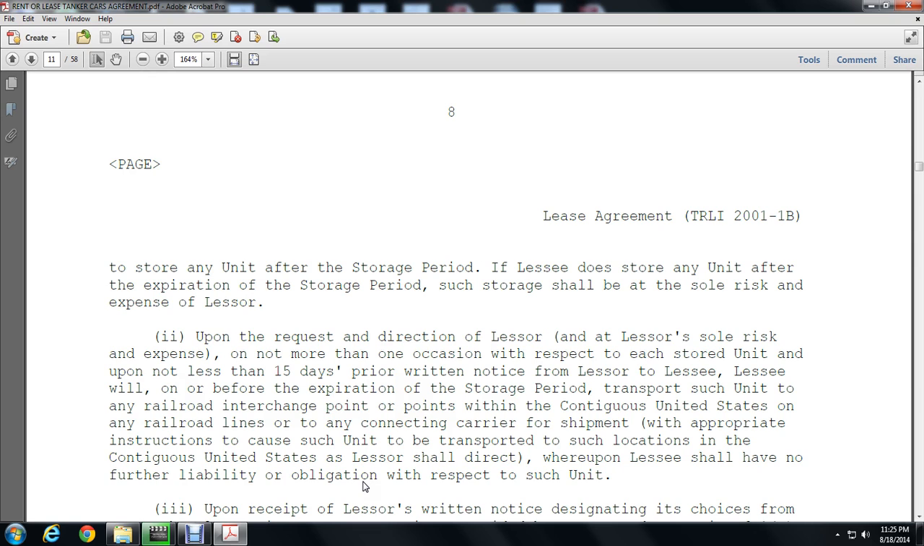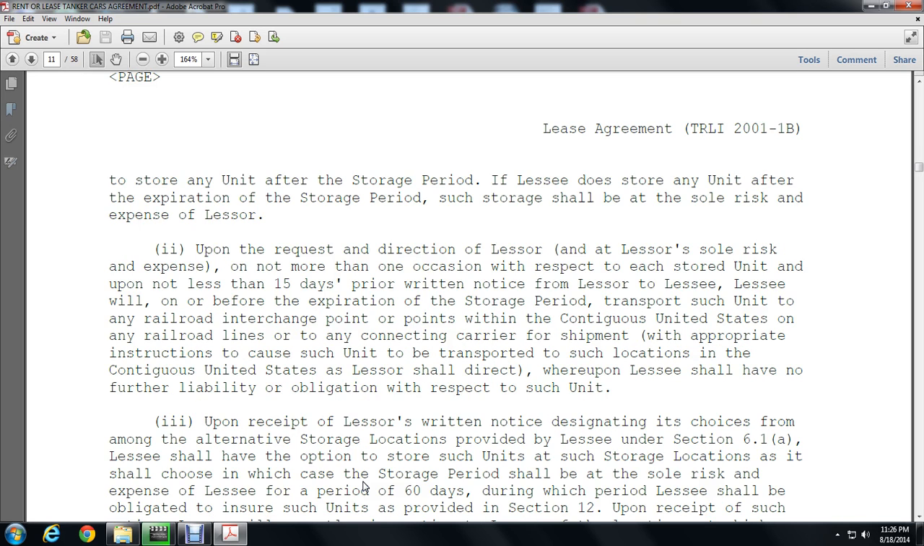to cause such units to be transported to such locations in the contiguous United States as the lessee shall direct, whereupon the lessor shall have no further liability or obligation with respect to such units.